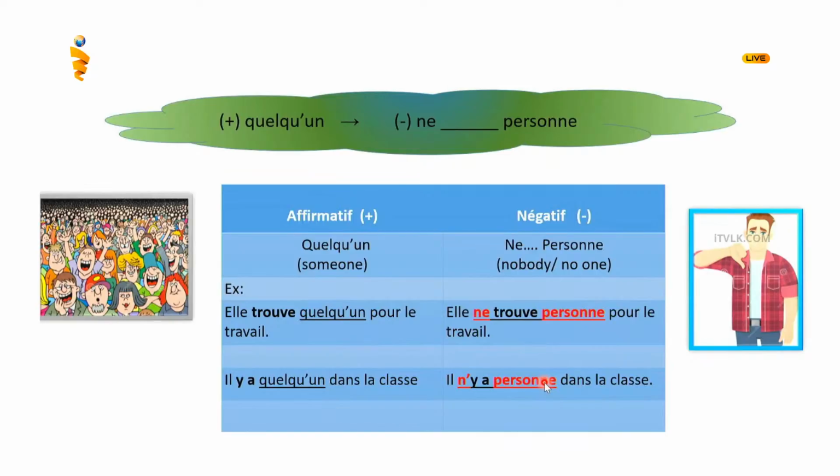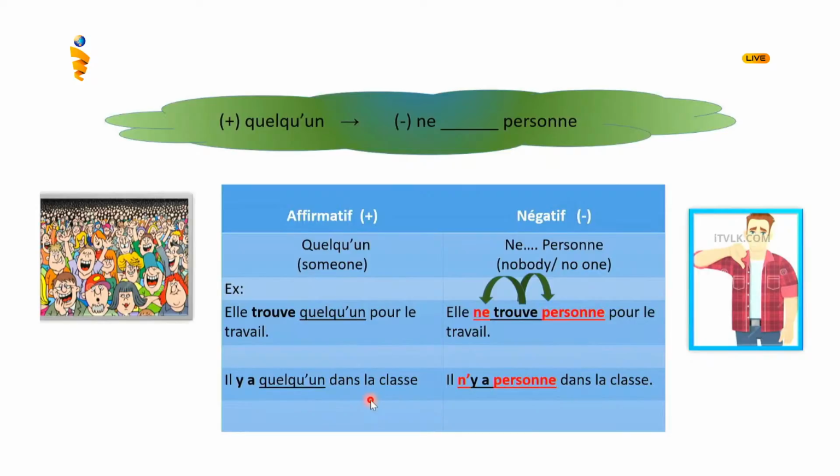So it is just like ne pas. Before and after the conjugated verb, you have ne personne. Negation is she finds no one for work. So the positive form was elle finds someone for the work. Negation, elle finds no one, nobody for the work. So ne personne is just like ne pas, before and after the conjugated verb.